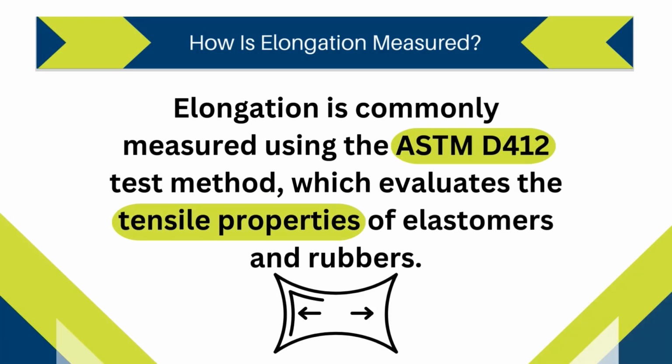Elongation is commonly measured using the ASTM D412 test method, which evaluates the properties of elastomers and rubbers. This test measures how much the material can stretch before it reaches its point of failure.